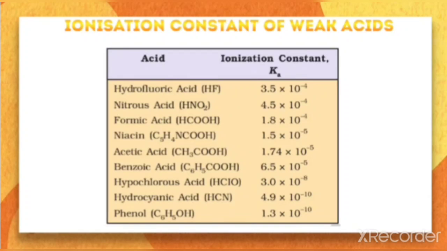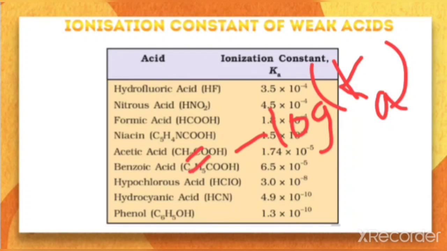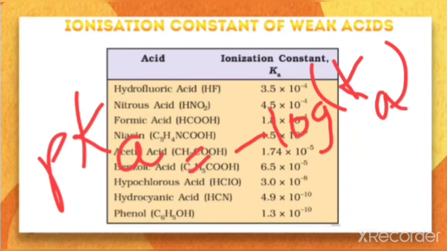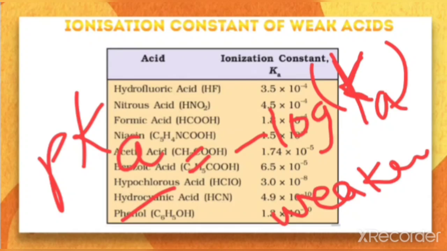But if we take the negative log of Ka, then we can call that term pKa. So if the pKa value is greater, it means that it will be a weaker acid, because Ka, as we have already discussed, the greater the Ka, the greater the acidic strength. But what is pKa? It is the negative log of Ka.